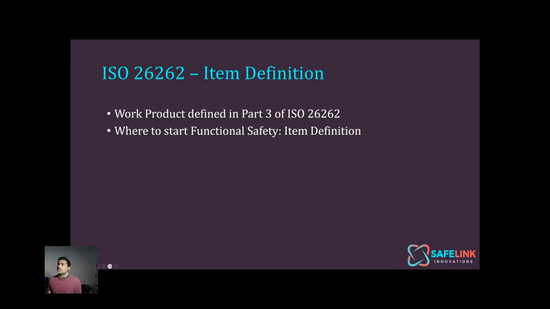Item definition is one of the work products mentioned in part 3 of ISO 26262. In fact, it's one of the first technical products that we would work on. If you're always confused as to where to start the project, start with the item definition. Always start with the item definition. So, what is the item definition?